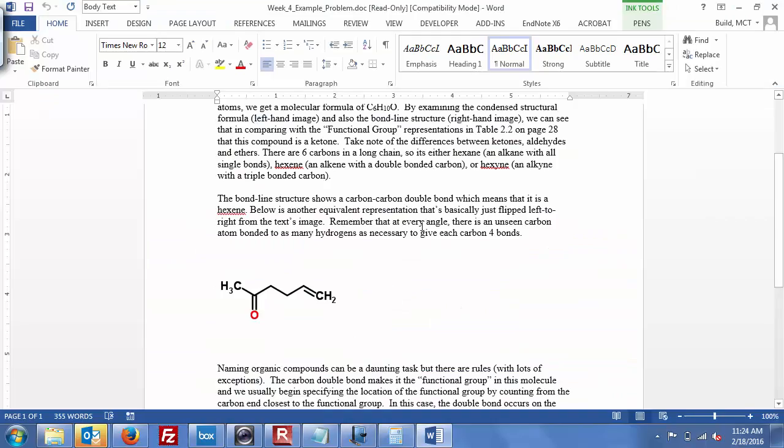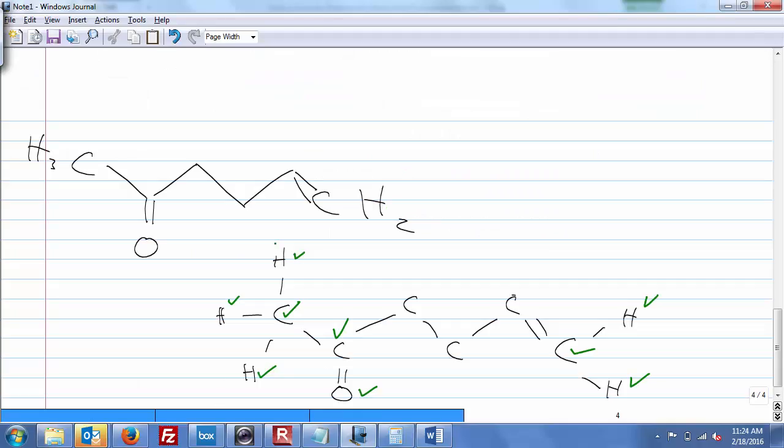Let's go back to the problem statement. There was supposed to be 10 hydrogens total. How many do we have? 1, 2, 3, 4, 5. So there are 5 missing hydrogens. Let's just figure out where they go.